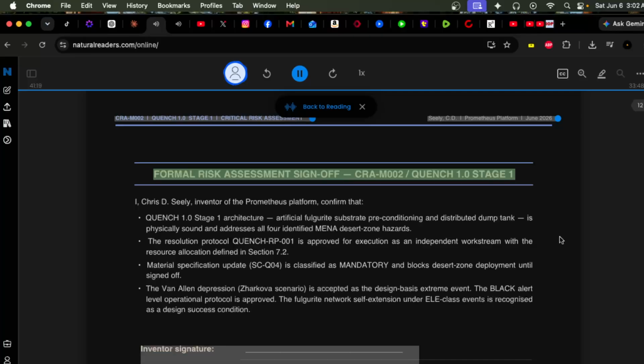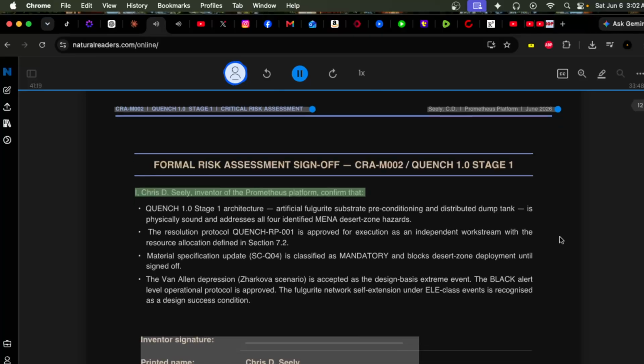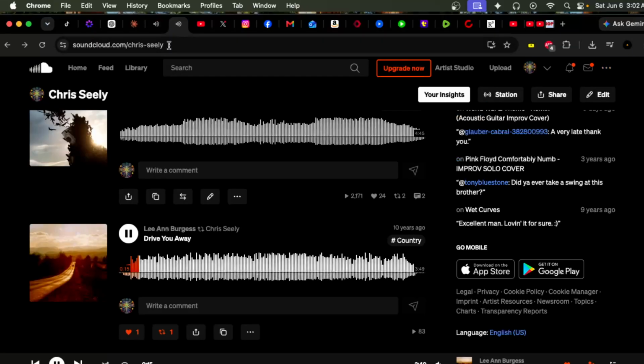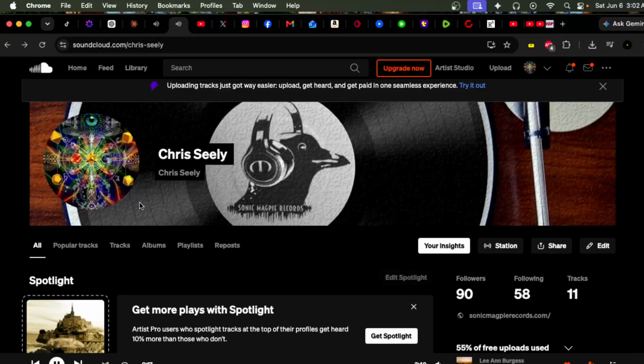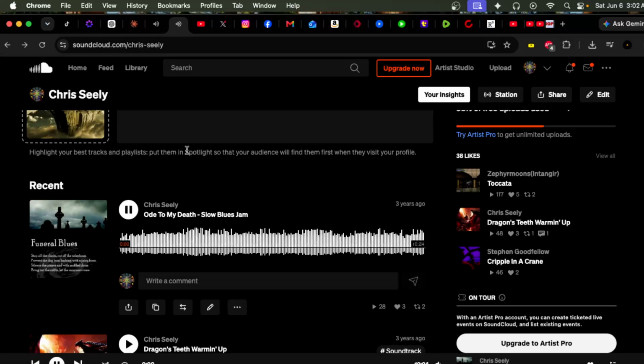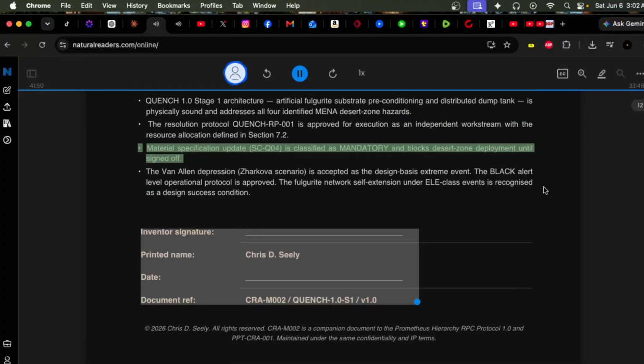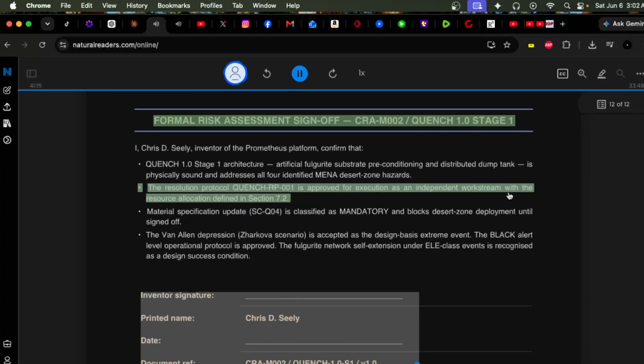CRAM002 QUENCH 1.0 Stage 1. I, Chris D. Seeley, inventor of the Prometheus platform, confirm that Quench 1.0 Stage 1 architecture, artificial fulgurite substrate preconditioning and distributed dump tank, is physically sound and addresses all 4 identified MENA desert zone hazards. The resolution protocol Quench RP001 is approved for execution as an independent workstream with the resource allocation defined in Section 7.2. Material specification update is classified as mandatory and blocks Formal risk assessment sign-off.